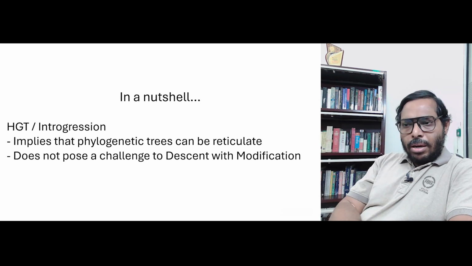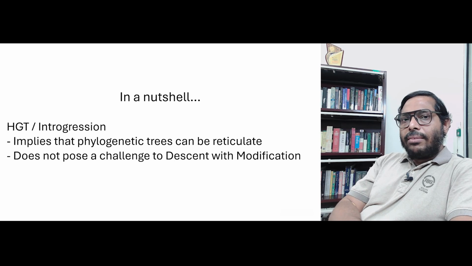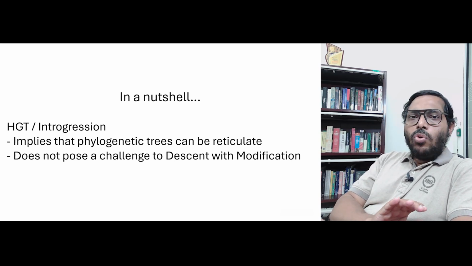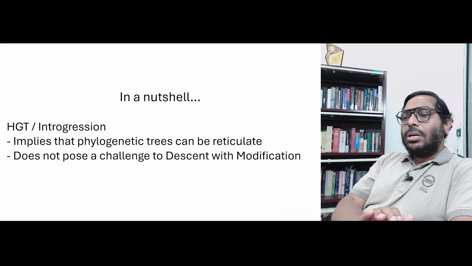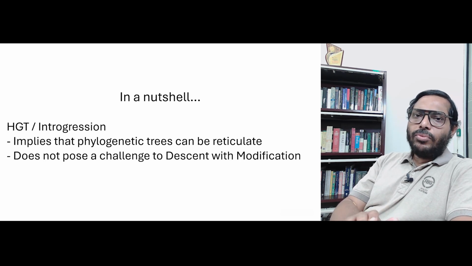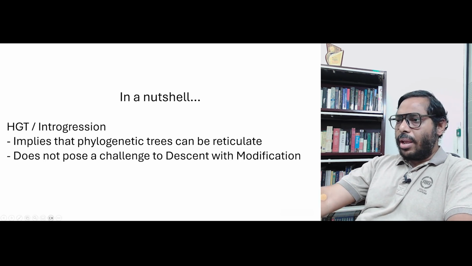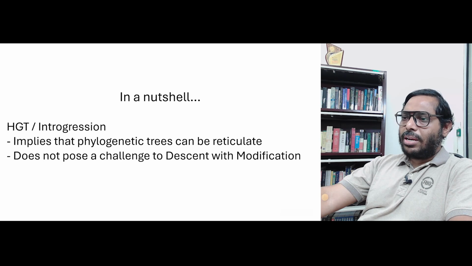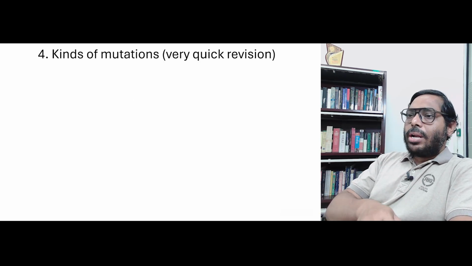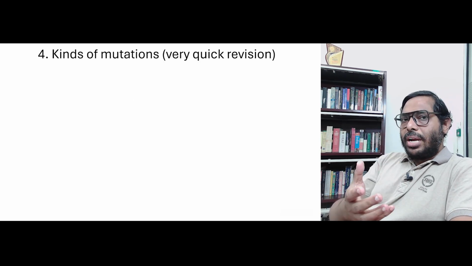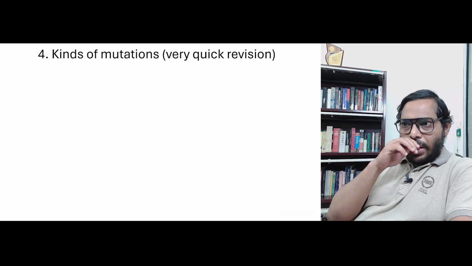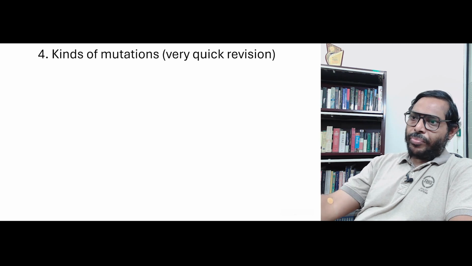And as I said, in a nutshell, it implies that phylogenetic trees sometimes can be reticulate instead of branching, and in no way does it pose a challenge to Darwinian descent with modification. Okay. So, these are the three relatively less important ones done, only relatively, but the one that has been most studied and the one that contributes maximally to the genetic variation is mutation.